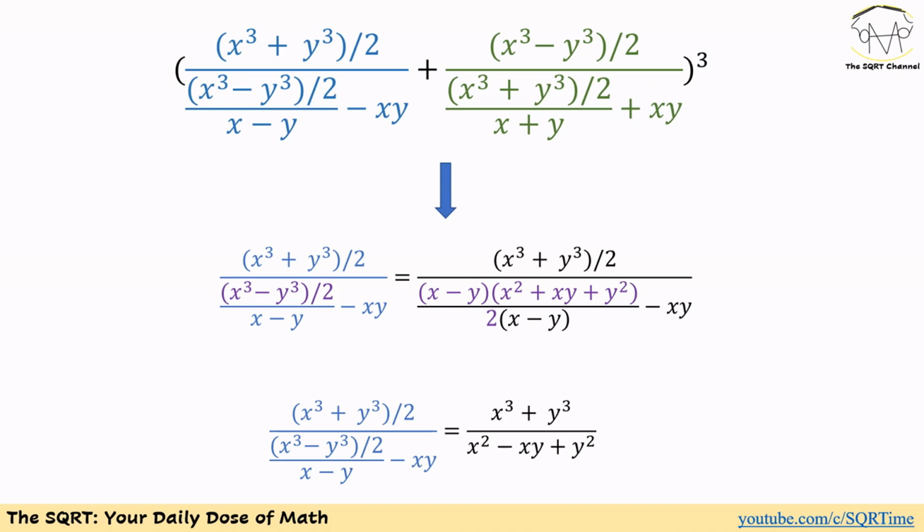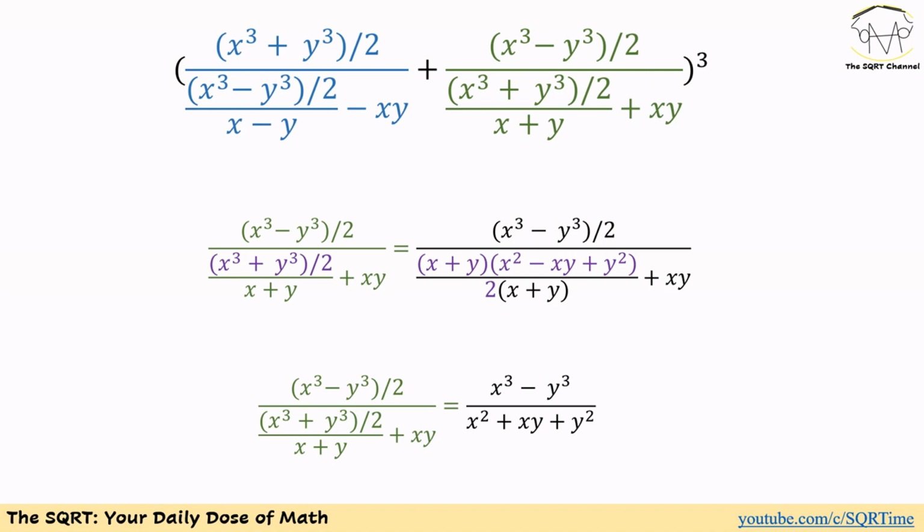For the first term, we are going to use x to the power of 3 plus y to the power of 3 as is. However, we are going to replace x to the power of 3 minus y to the power of 3 with x minus y times x to the power of 2 plus xy plus y to the power of 2. You can see that there is 1 x minus y on top and 1 x minus y on the bottom of this fraction. If we remove this and then simplify it a little bit further, we will end up with x to the power of 3 plus y to the power of 3 over x to the power of 2 minus xy plus y to the power of 2.